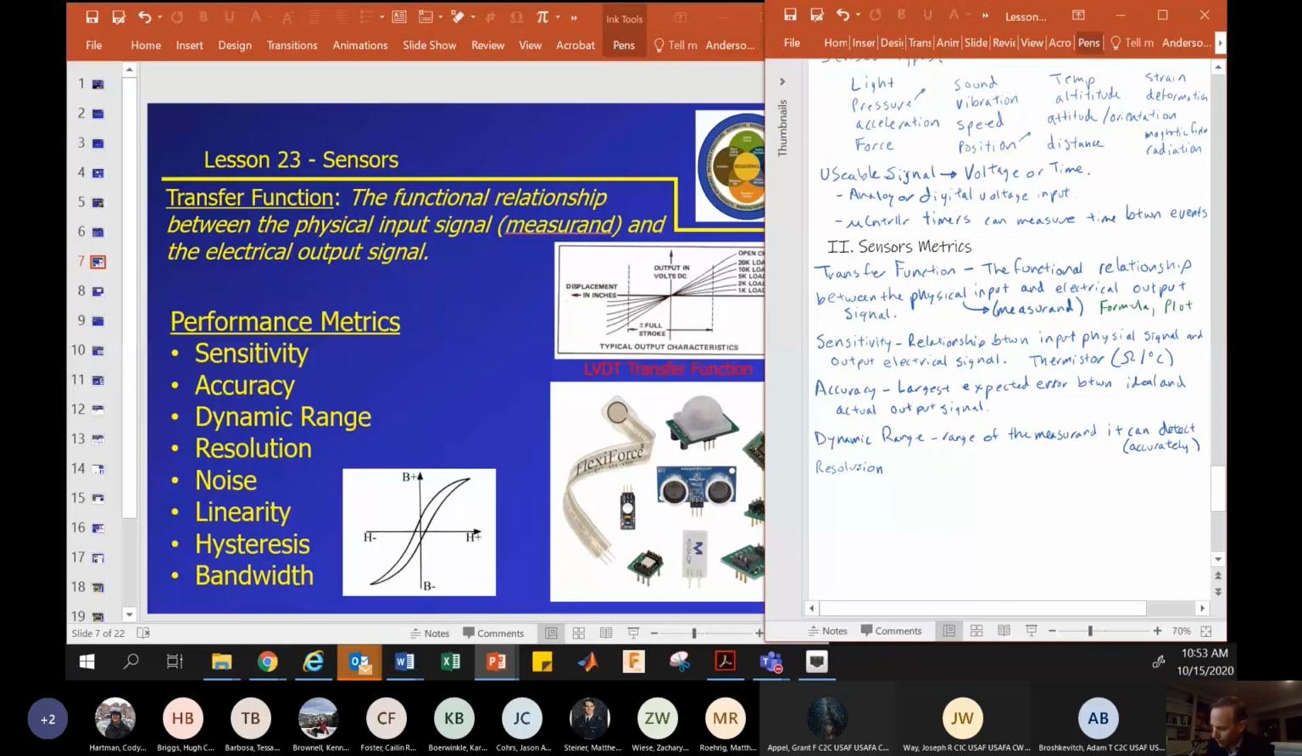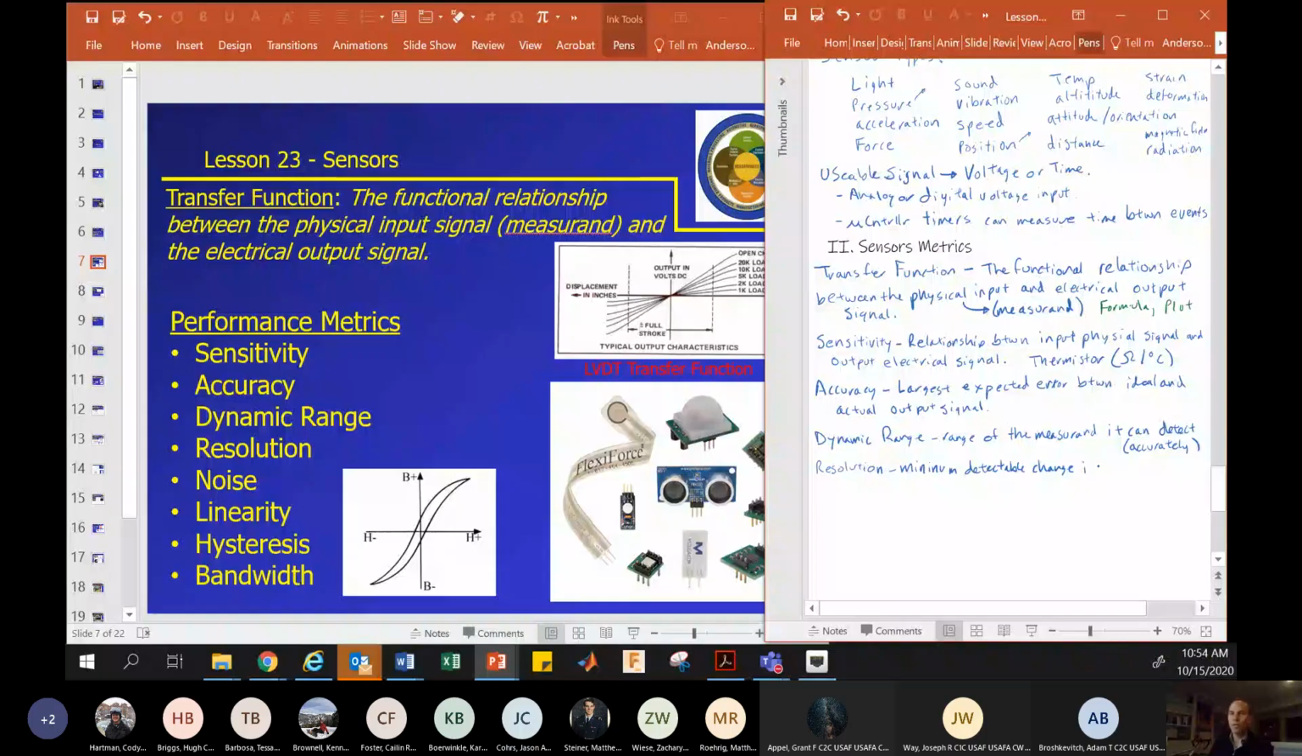Okay, resolution. You hear resolution talked about a lot in what context? When do you hear about resolution? Photo resolution. Yeah, photos, cameras, things like that. So resolution is defined as the minimum detectable change in the measurement. So it's, what is that smallest amount of change?